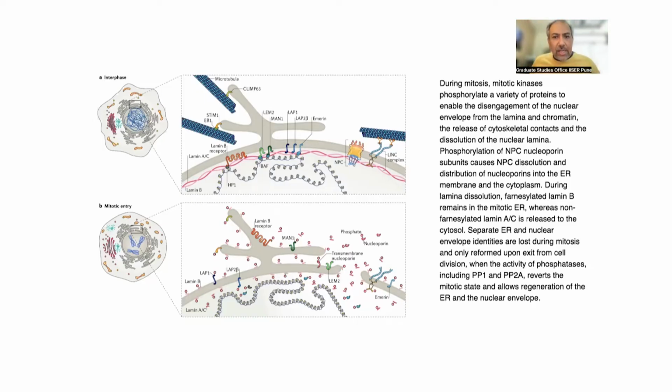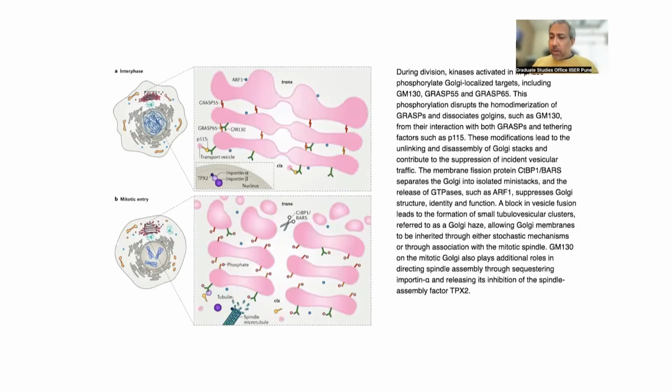So again, this theme of things being able to be taken apart and put back together is very vital to how cellular machinery works. Along with the ER and the nucleus, we also see that the Golgi undergoes very rapid change in its architecture. During division, kinases are activated in the M phase. They phosphorylate, again, Golgi localized targets, including GM130, GRASP55, and GRASP65.